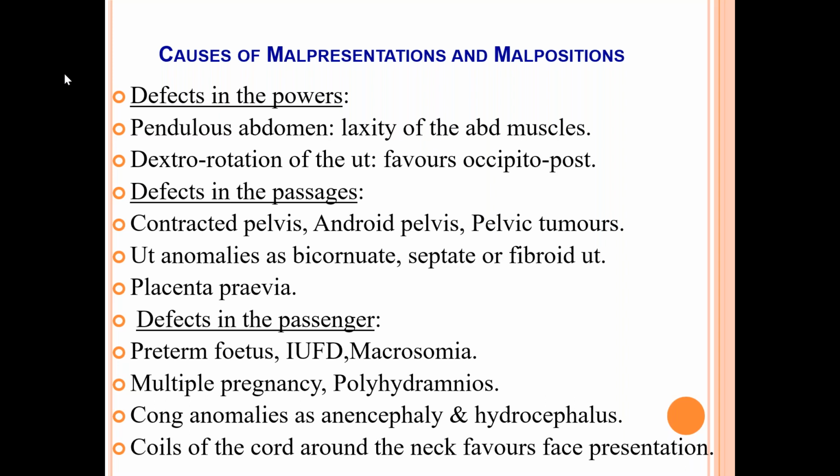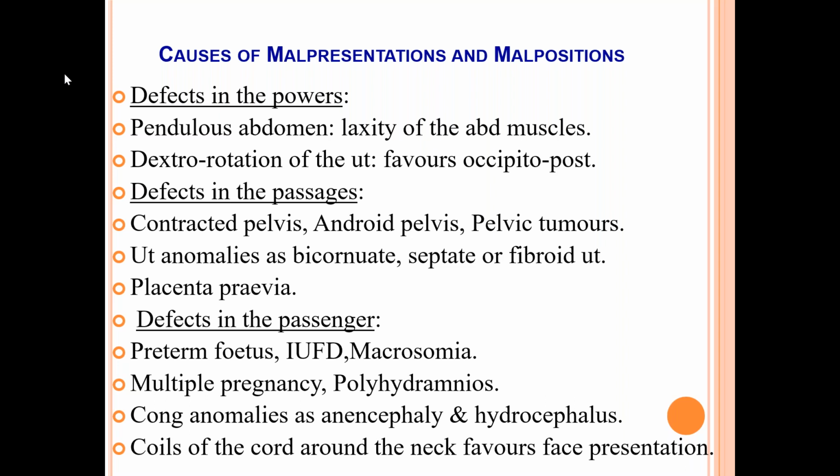Then when we talk about the causes of malpresentation and malposition, they can be defective power, passage, and passenger. In the power, we have the anterolateral abdomen, laxity of the abdominal wall. Power will come from the abdomen and the uterus. So either we have some problem in the abdominal wall or in the uterus, in which there is an extra rotation of the uterus, which favors occipital posterior position.